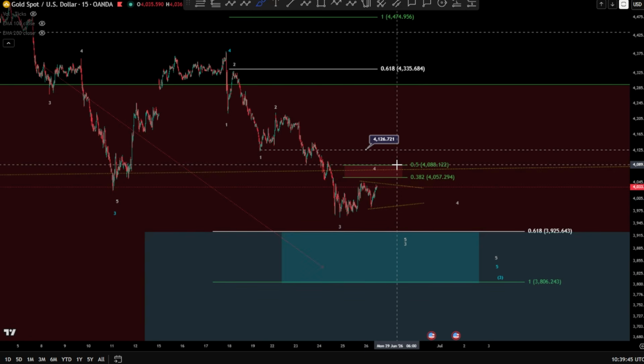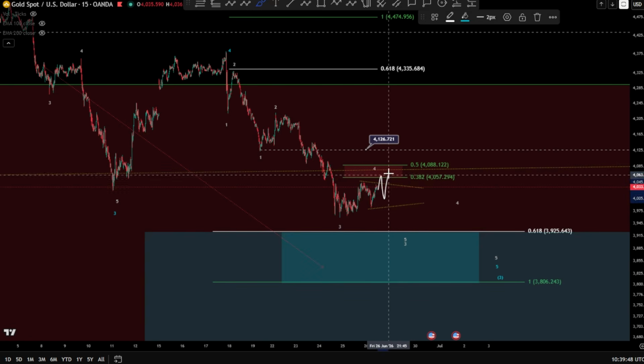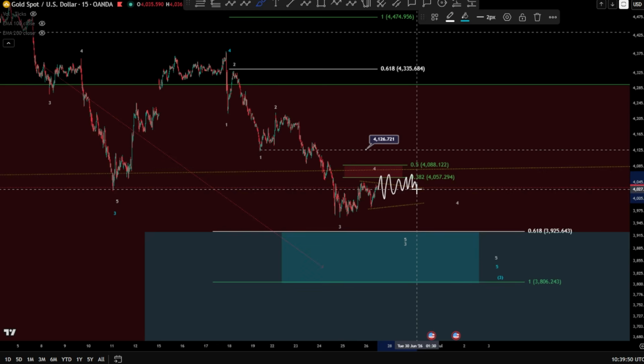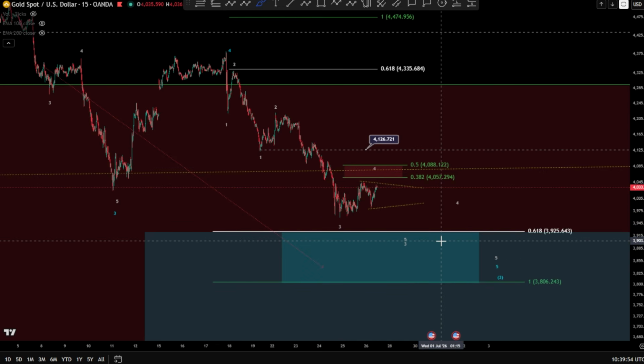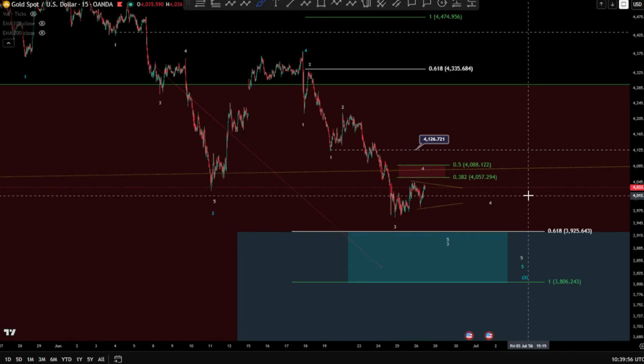So expect that we're going to range inside this area here before any kind of a drop toward the downside on Monday. So this is what I'm expecting as well for today, guys. That was it for the gold.